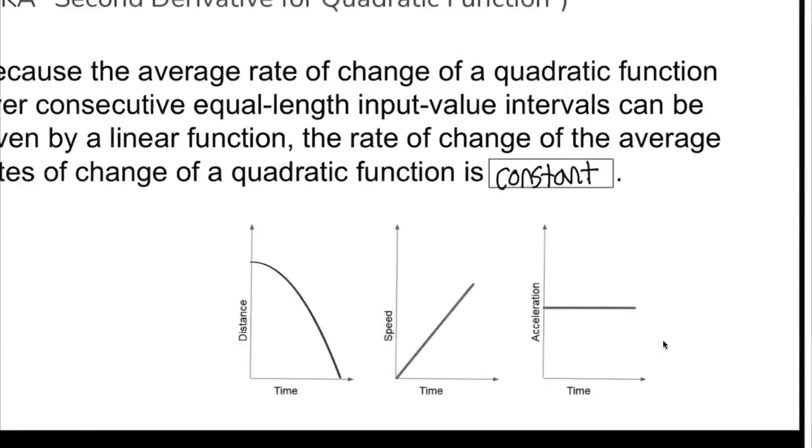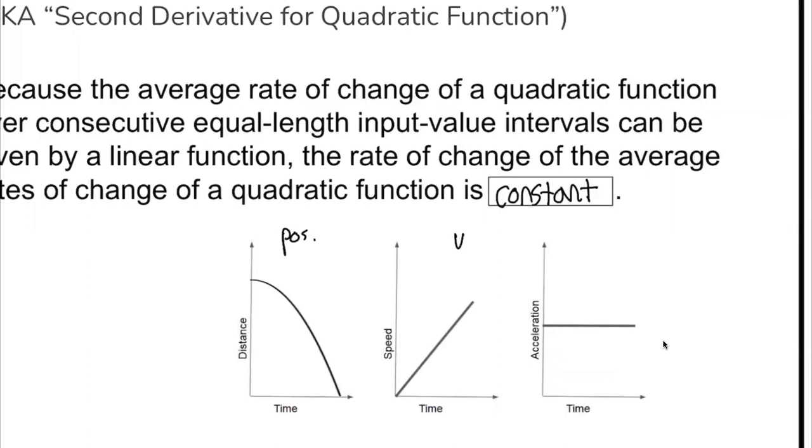So this is the same. This is the position graph, velocity graph, and the acceleration graph. As I told you, velocity is the slope of the position graph. Acceleration is the slope of the velocity graph, okay?